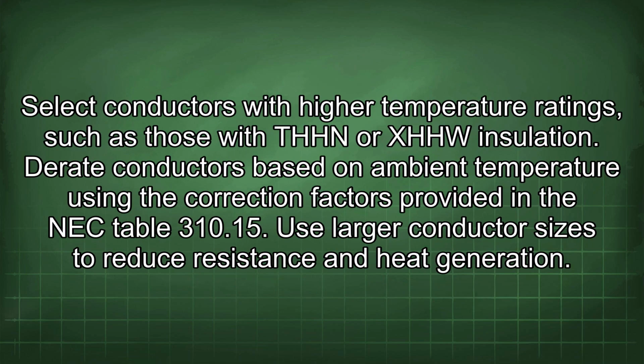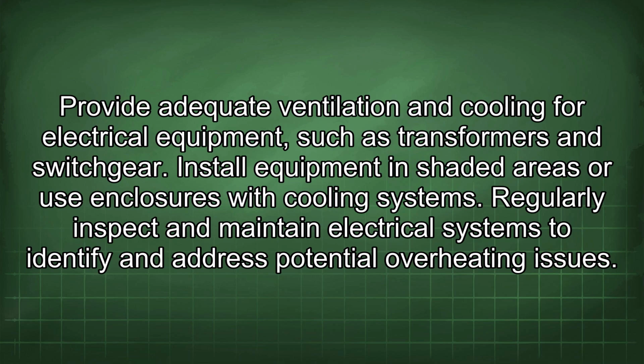Select conductors with higher temperature ratings, such as those with THHN or XHHW insulation. Derate conductors based on ambient temperature using the correction factors provided in the NEC Table 310.15. Use larger conductor sizes to reduce resistance and heat generation. Provide adequate ventilation and cooling for electrical equipment, such as transformers and switchgear. Install equipment in shaded areas or use enclosures with cooling systems. Regularly inspect and maintain electrical systems to identify and address potential overheating issues.